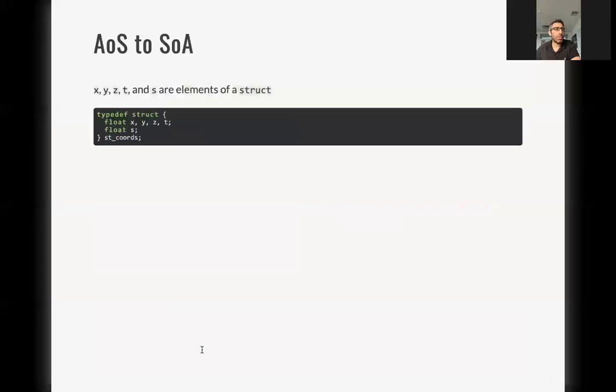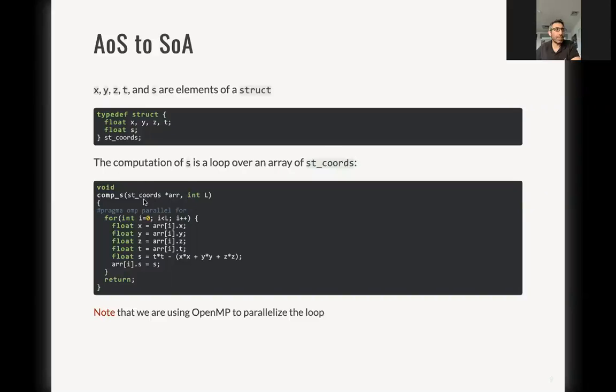Okay, so we begin by having a structure like the one I showed before, but now there are more components to that. It's XYZ, and there's also the S that we need to calculate, and this is where the calculation is done. Again, this code is calling this comp_S multiple times, and this is the definition of comp_S. What it's doing is basically T times T minus X times X plus Y times Y plus Z times Z, and then it's putting that in S. There's also some parallelization up there.